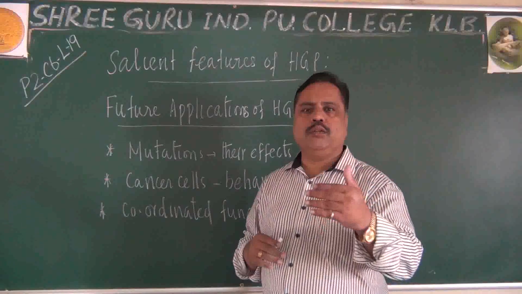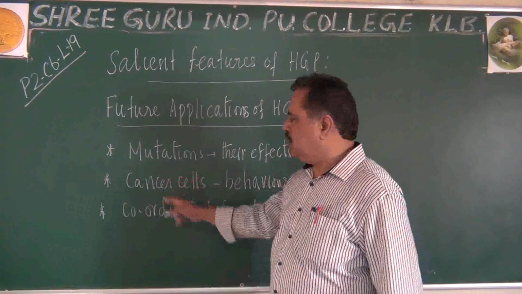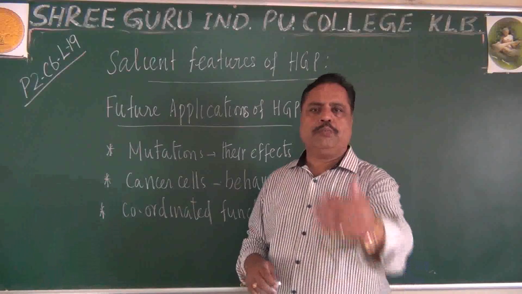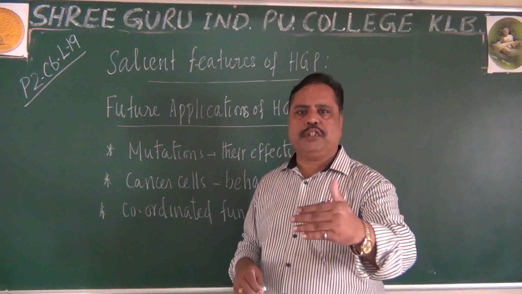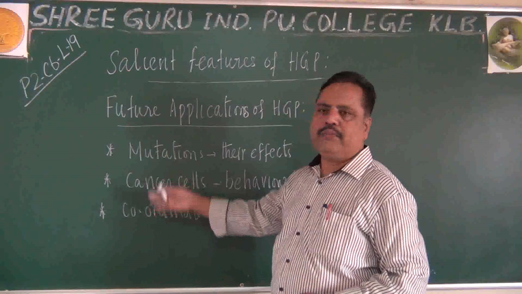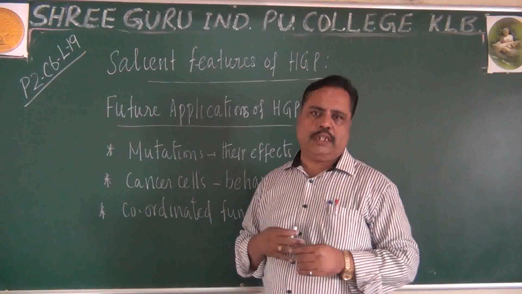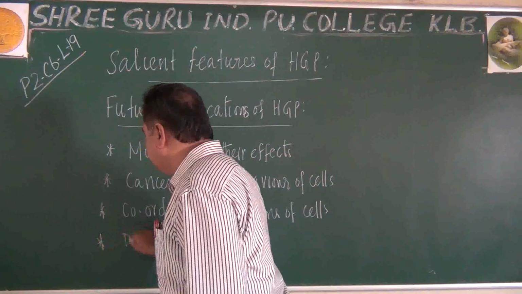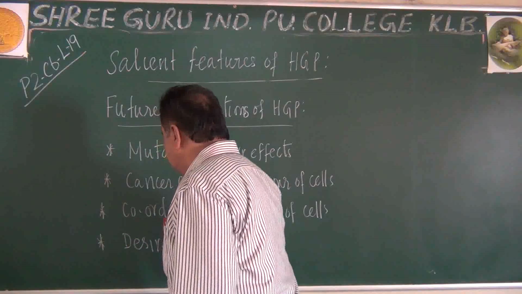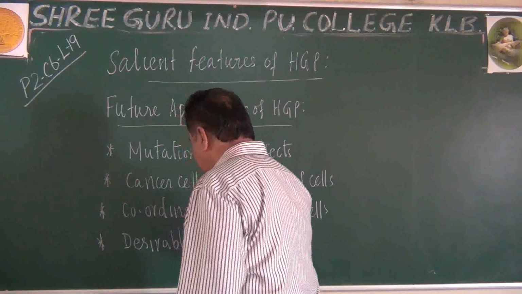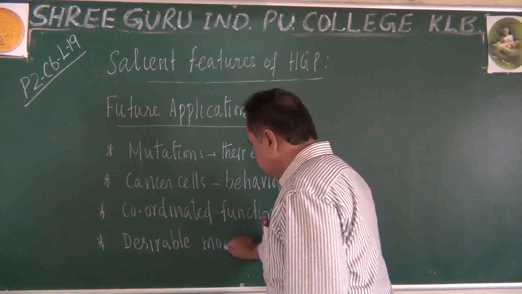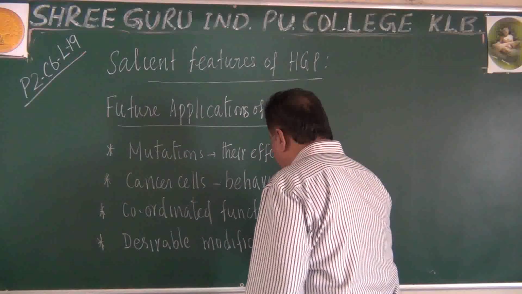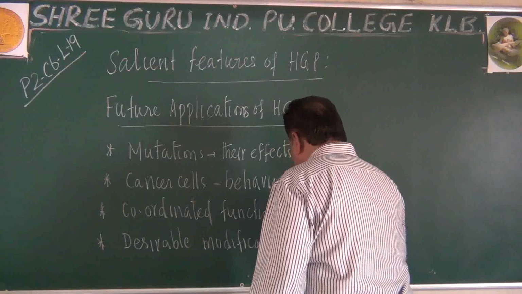That functioning you can understand, so that how a person behaves in a particular disease, how a person behaves in a particular age, everything you can identify, you can apply for future thinking. Then desirable modifications can be made in the human genome also. By applying this knowledge, you can make desirable modifications in genes.